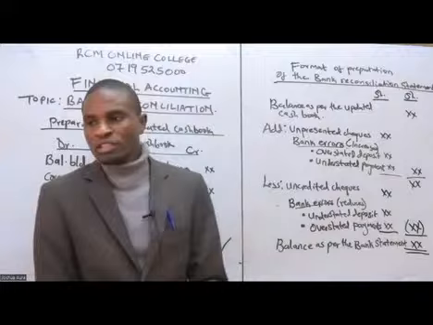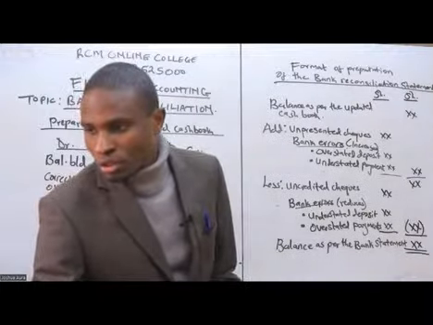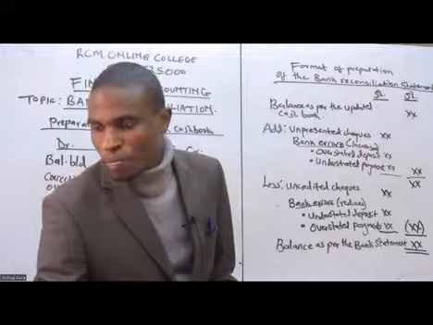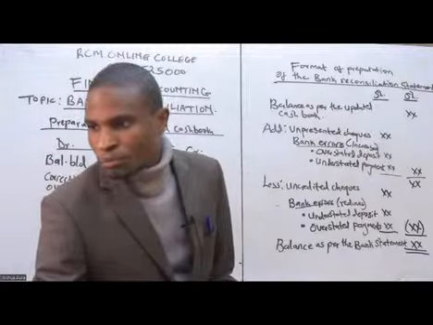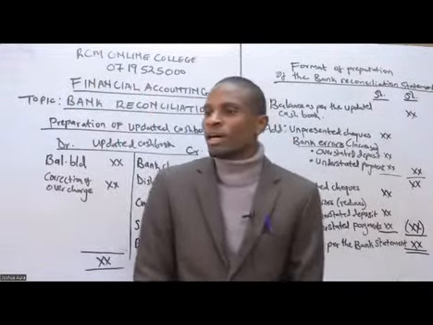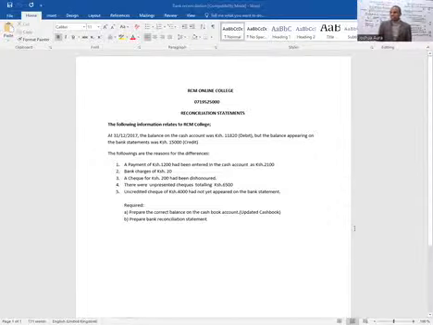Therefore, with this knowledge, I would like us to look at an illustration so that we can understand better. Allow me to share. So here comes an illustration about bank reconciliation statement. It says the following information relates to RCM Corporate. At 1st December 2017, the balance on the cash account was 11,820 debit, but the balance appearing on the bank statement was 15,000 credit. The following are the reasons for the differences.